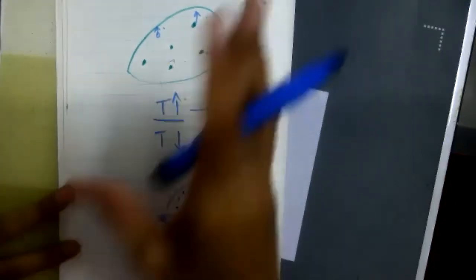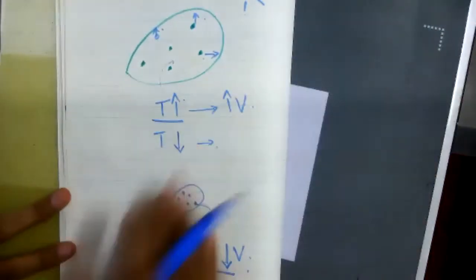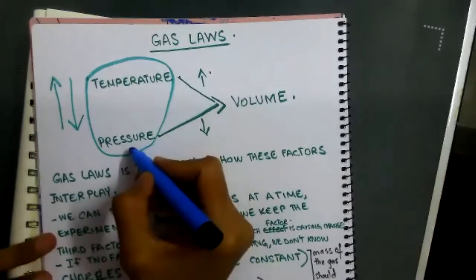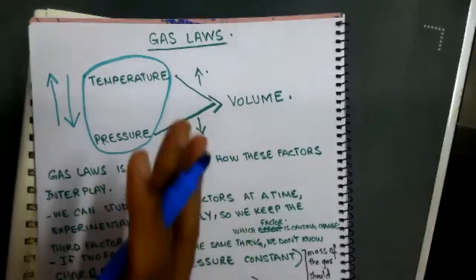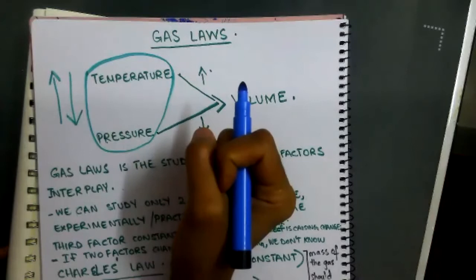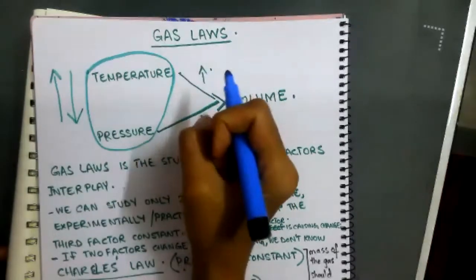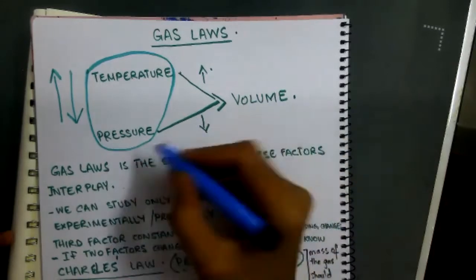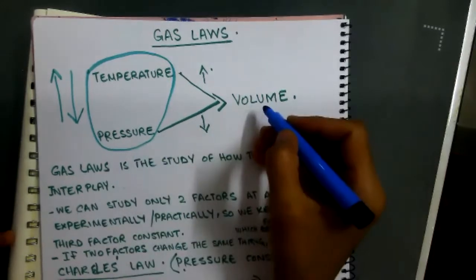But what is pressure? Pressure is force per unit area. What do we mean by pressure? More force per unit area means that we are squeezing the particles together. And so increased pressure would decrease the volume.